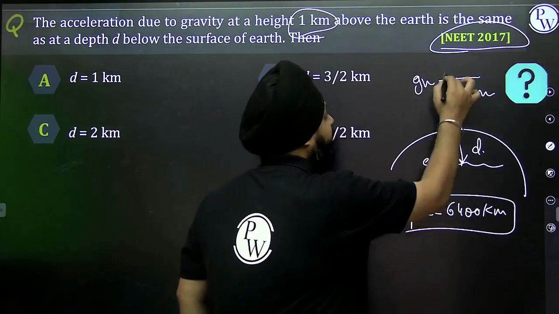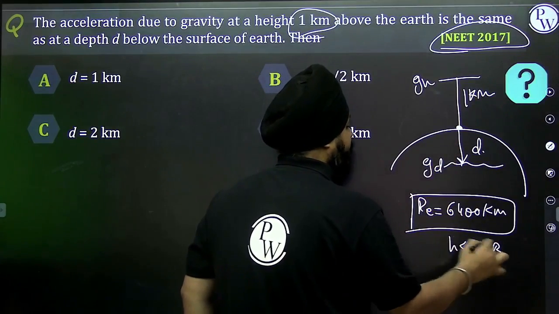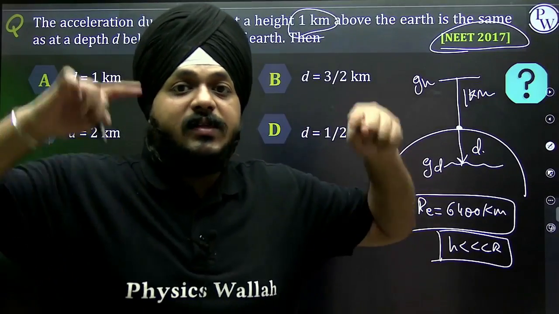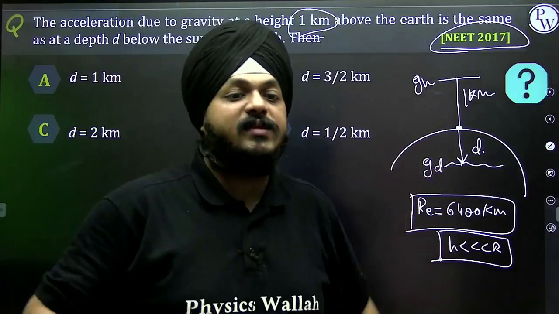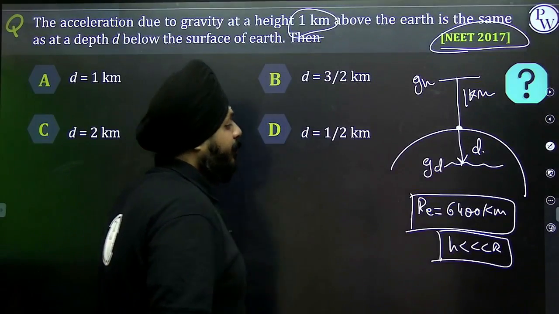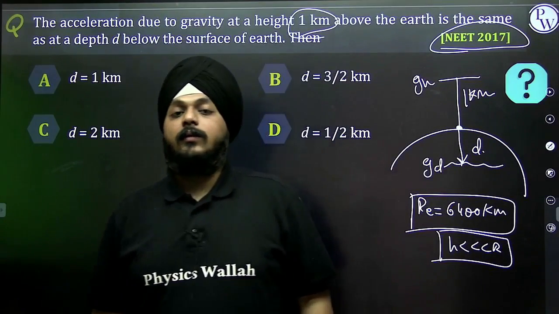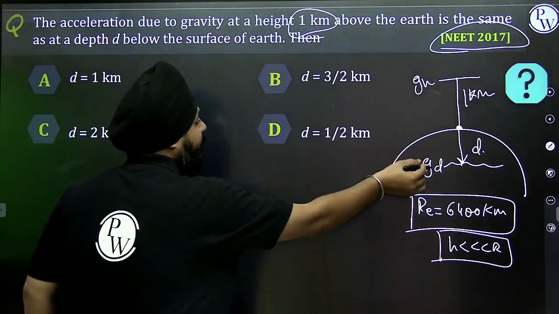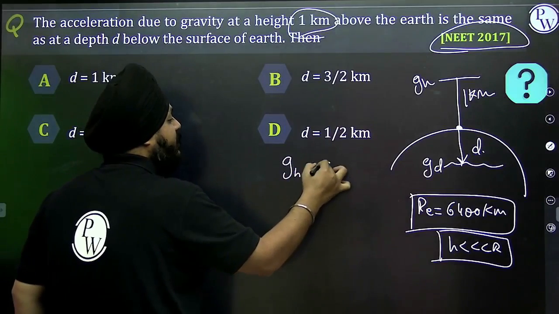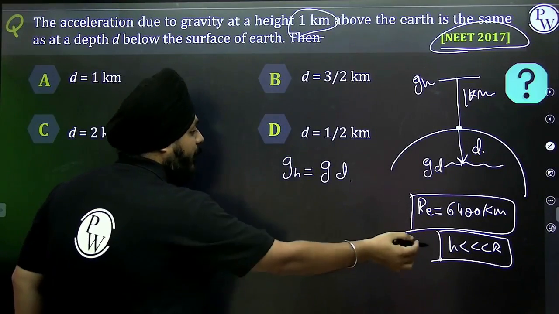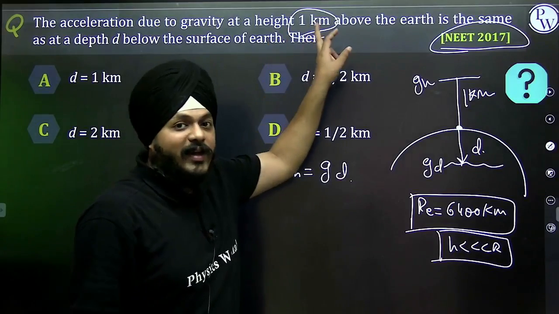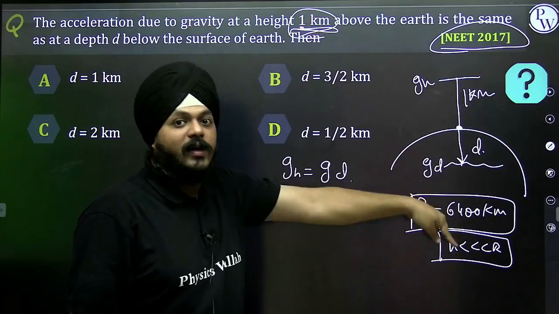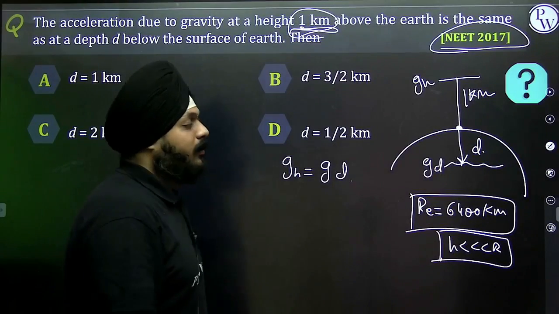Now the height given is 1 kilometer. Can I say h is less than r? H is 1 by 6400th times r, so it is less than r. At the height and the depth the gravitational accelerations are the same. Indirectly it is not given that h is less than r, but we can see it from this data. That's why we are using this formula.